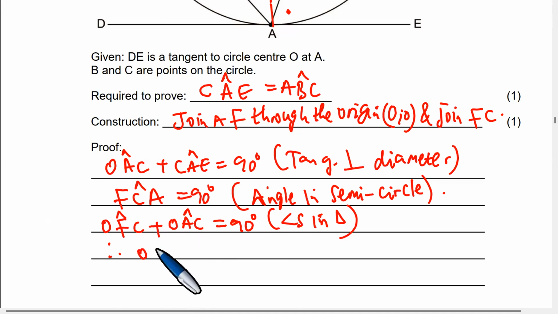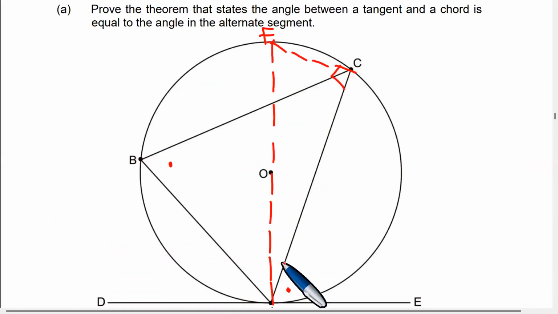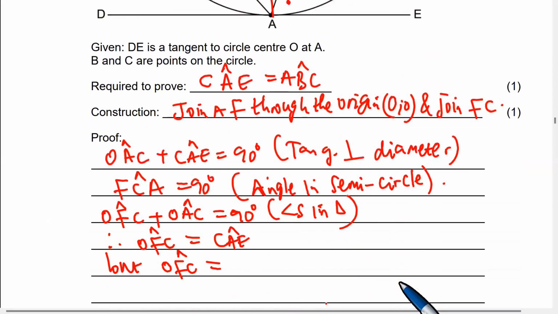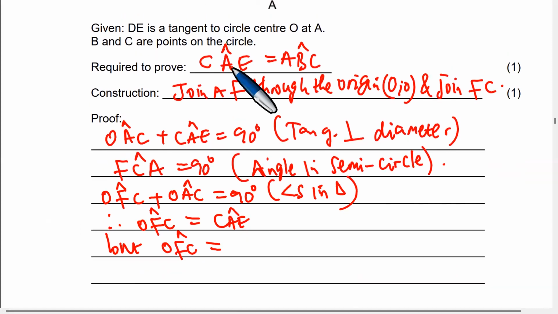CAE, OFC is equal to CAE. Why is this the case? But OFC, okay, we have found that OFC is CAE. OFC is actually equal to CAE. OFC is CAE, but I want to prove that CAE is this. So CAE is OFC.